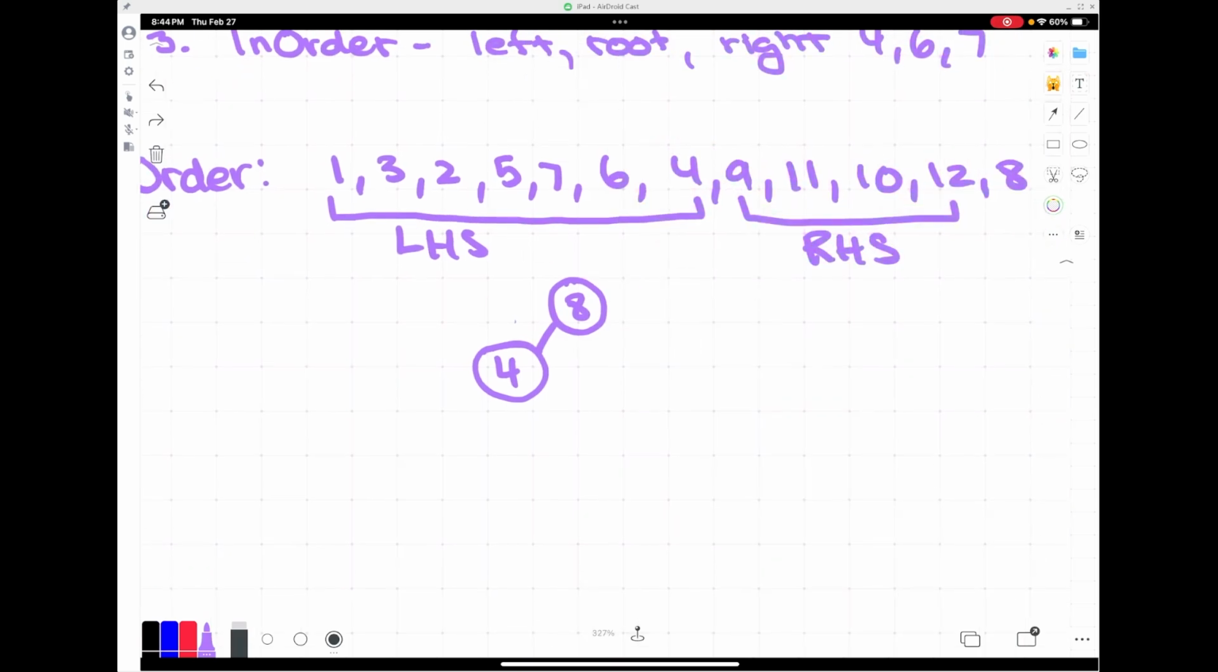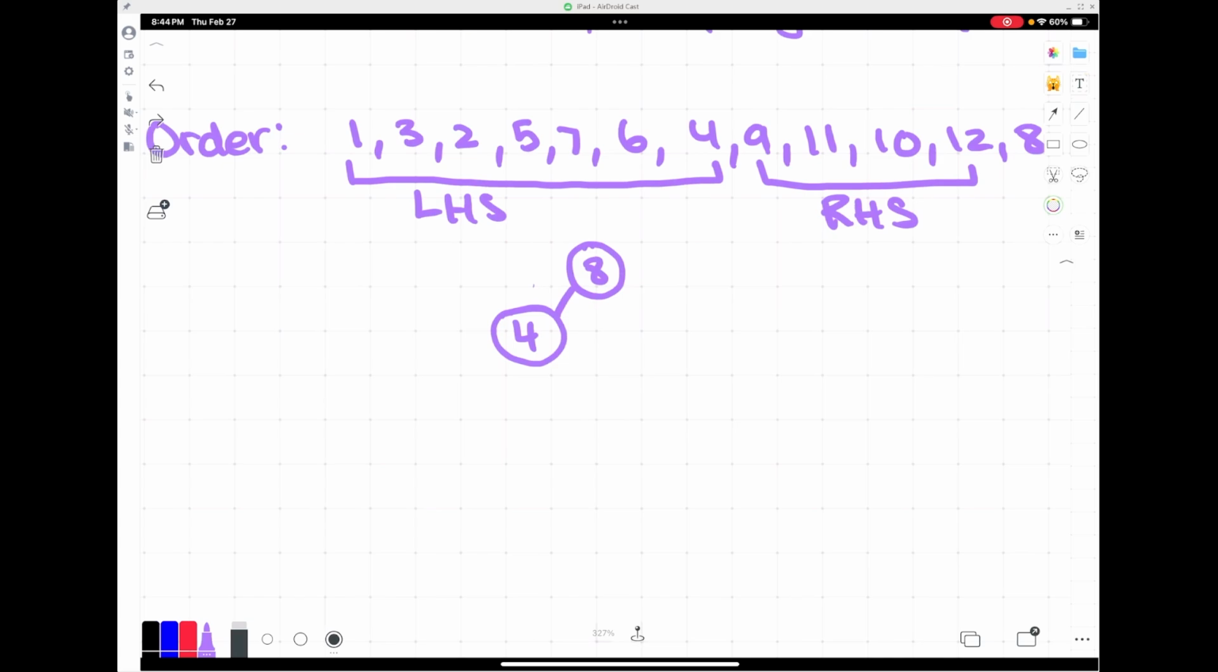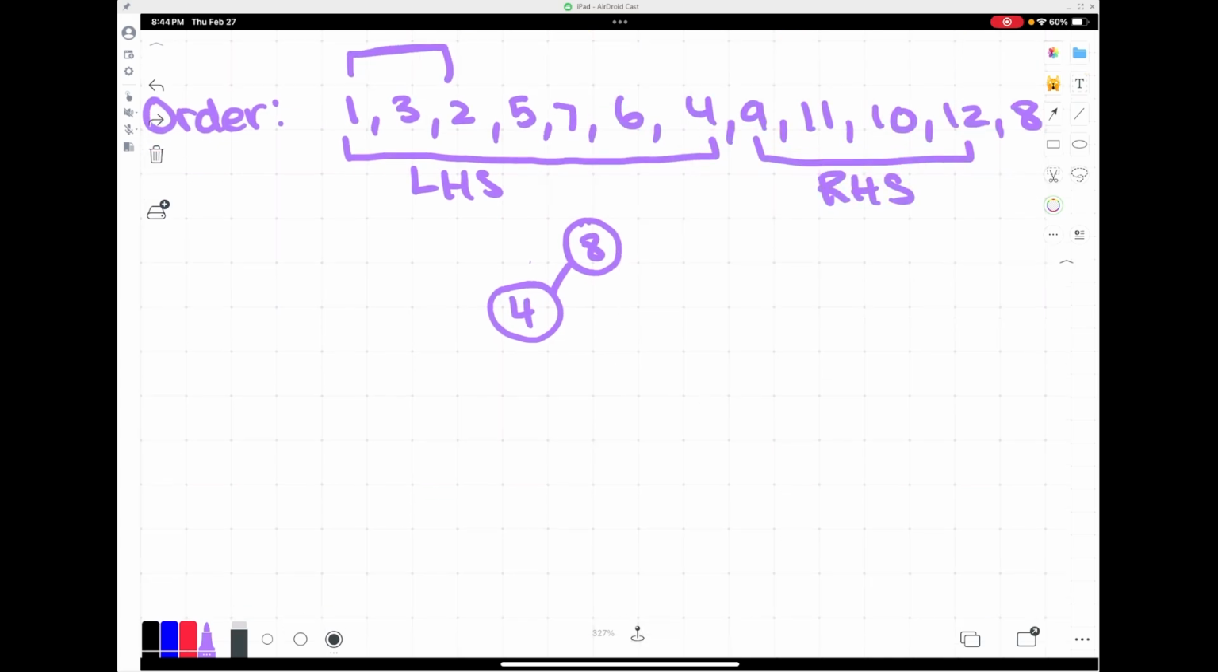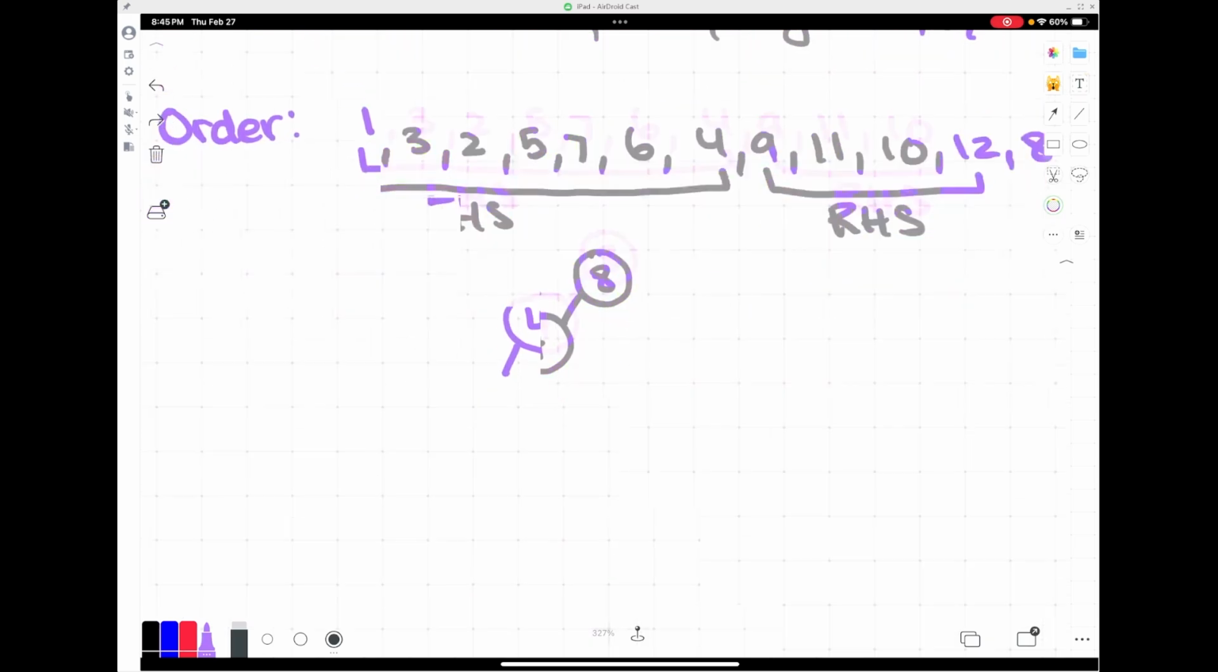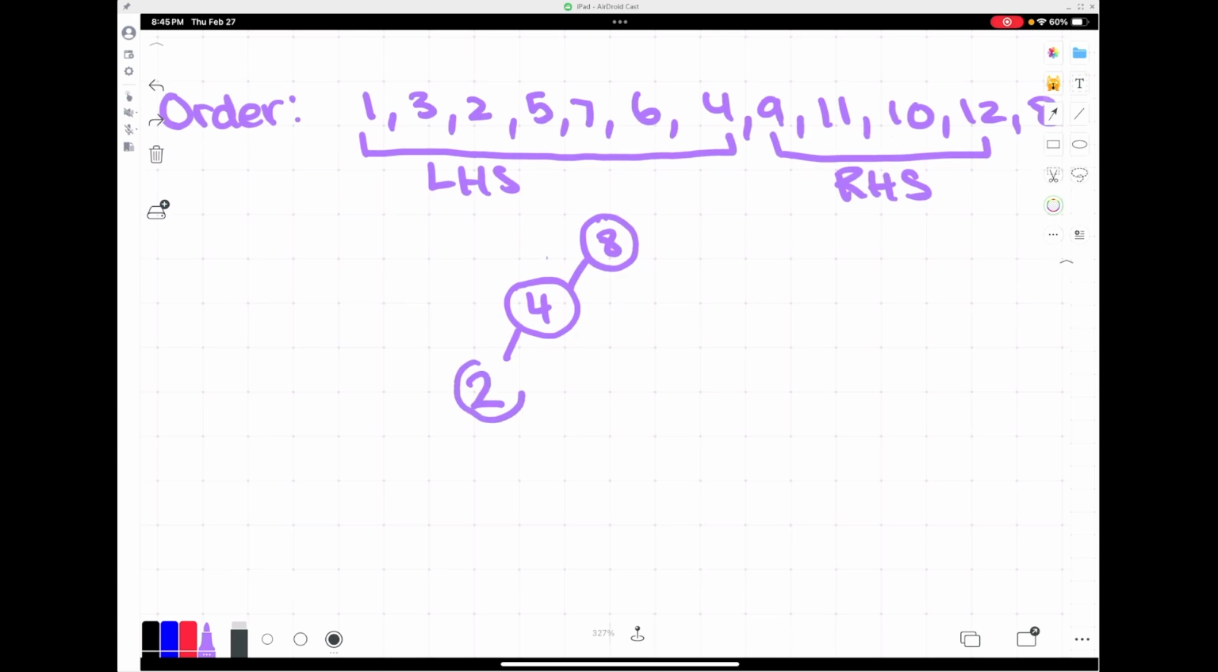And then we go through it and we're like, okay, so what's less than 4? And so we can split it up again into another list, which is 1, 3, and 2 is less than 4. And then 5, 7, and 6 is greater than 4. So for the left hand side for 4, the root would also be whatever is on the right, all the way here. So it would be 2. And because 2 is less than 4, we put it on the left side of 4.